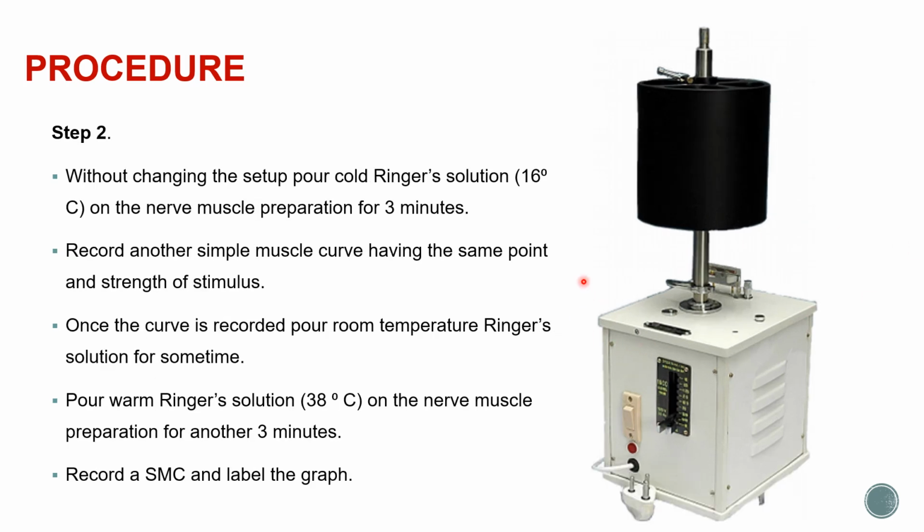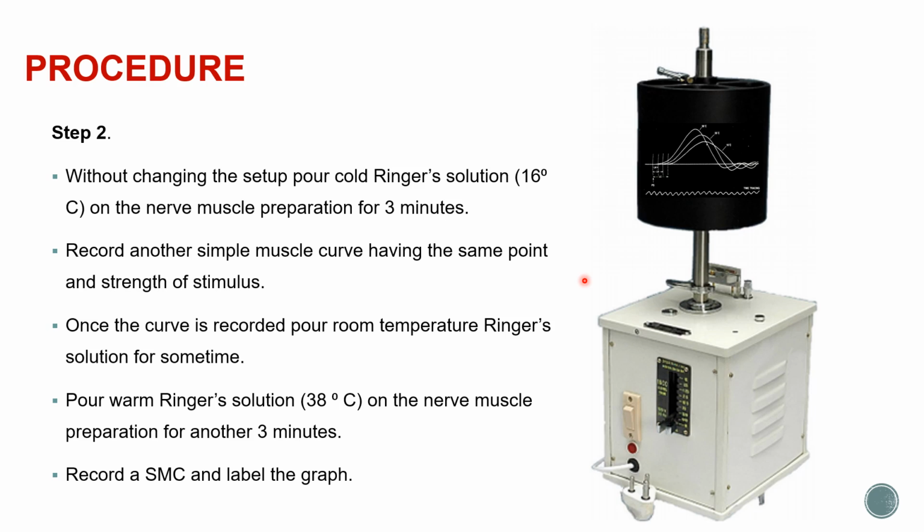Now the next thing that we have to do is, after drawing a simple muscle curve at a room temperature, let us take a simple muscle curve which we are going to elicit after pouring the cold Ringer solution. Now this cold Ringer solution is at a temperature of 16 degrees Celsius, and we pour this solution on the nerve muscle preparation for 3 minutes.